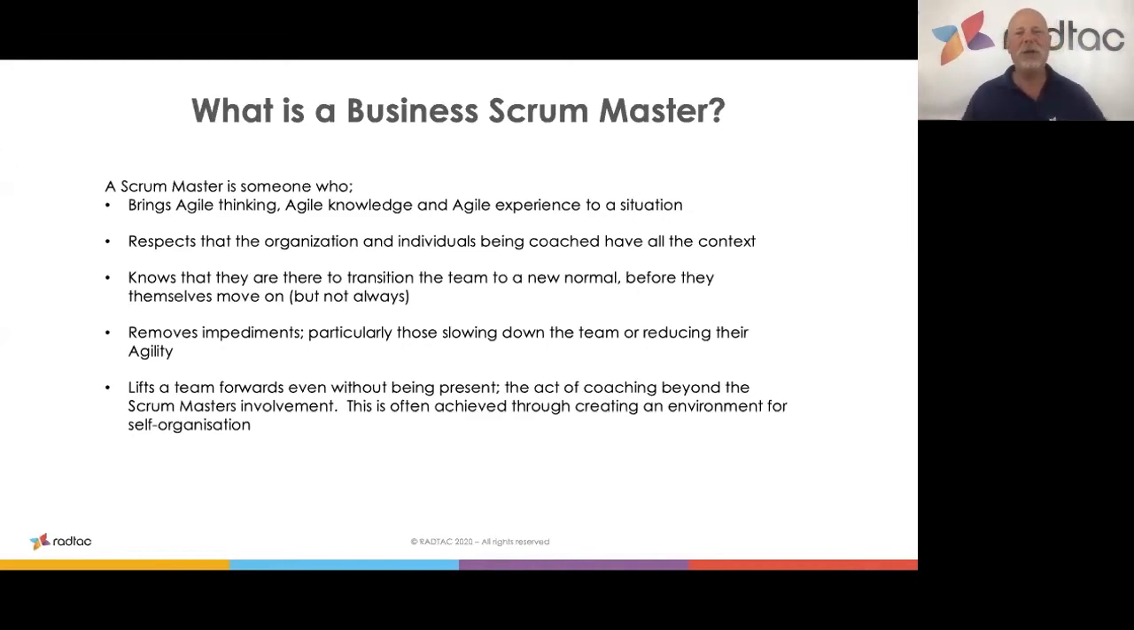So remove impediments, shield the team, make sure the team's not slowed down, removing noise from the team. It's what amazing Scrum Masters do. Lift the team forwards even without being present. Now, this is about the art of coaching and facilitation. It's about making sure that the team understands the values and they're being agile. They understand what's the value of doing what they're doing.